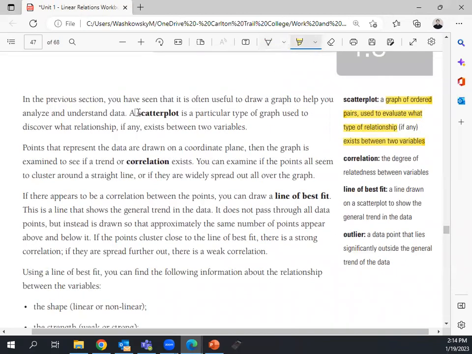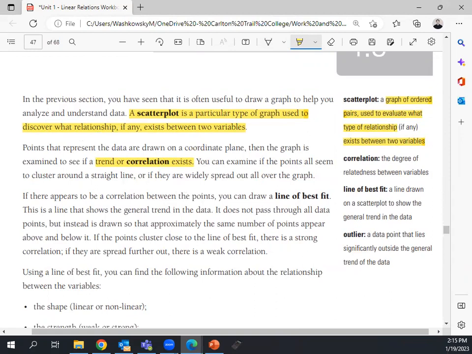So a scatter plot is a type of graph used to discover what relationship exists between two variables. Okay, so the important part about scatter plots is not being able to draw them. The important part is being able to understand what information you can get from that graph. So we're looking to see if a trend or correlation exists.